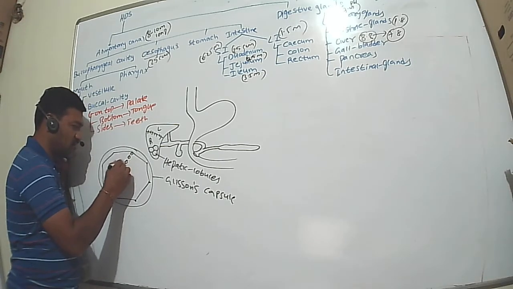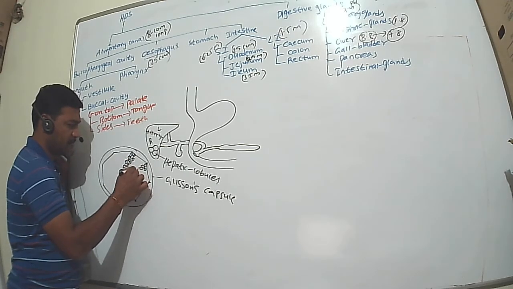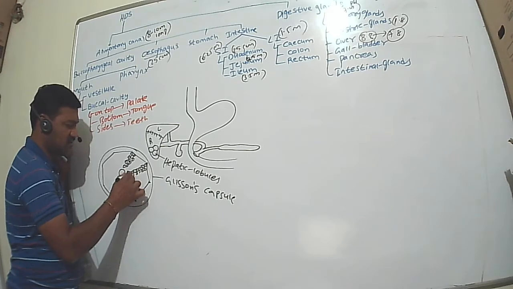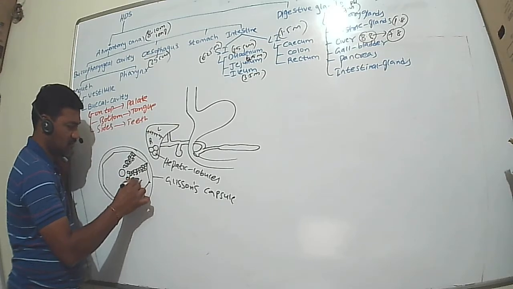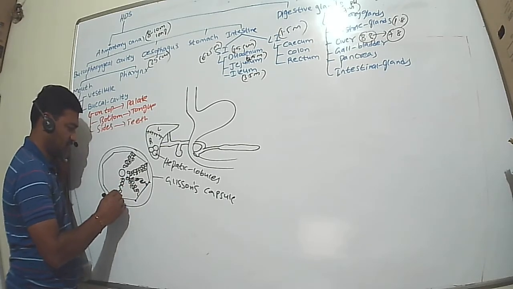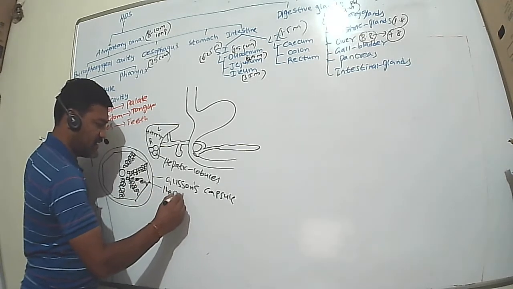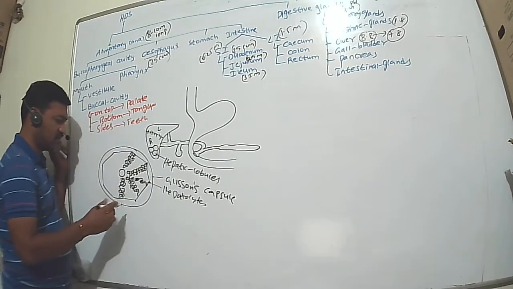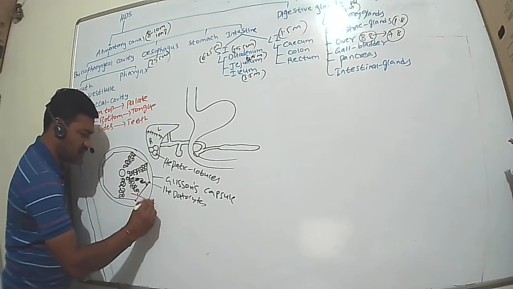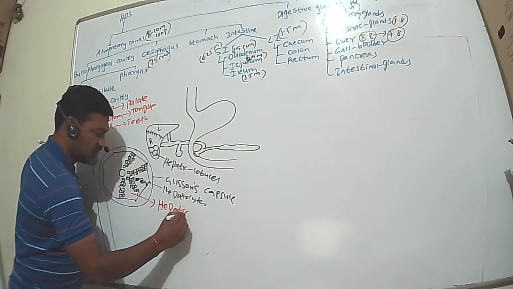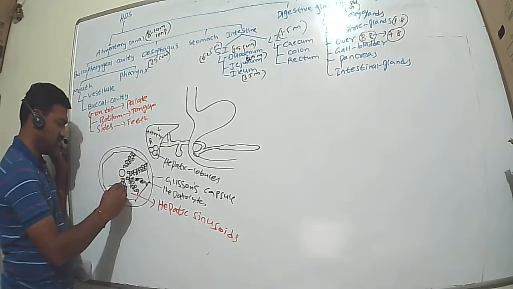But these cells are not completely distributed. They are found like strands, like columns. These are a bunch of cells like this, and these are some bunch of cells like this, like strands. Okay, these are the hepatocytes, and between each strand of hepatocytes you have an empty space where blood is flowing. That is called hepatic sinusoids, where you can see the blood flowing.